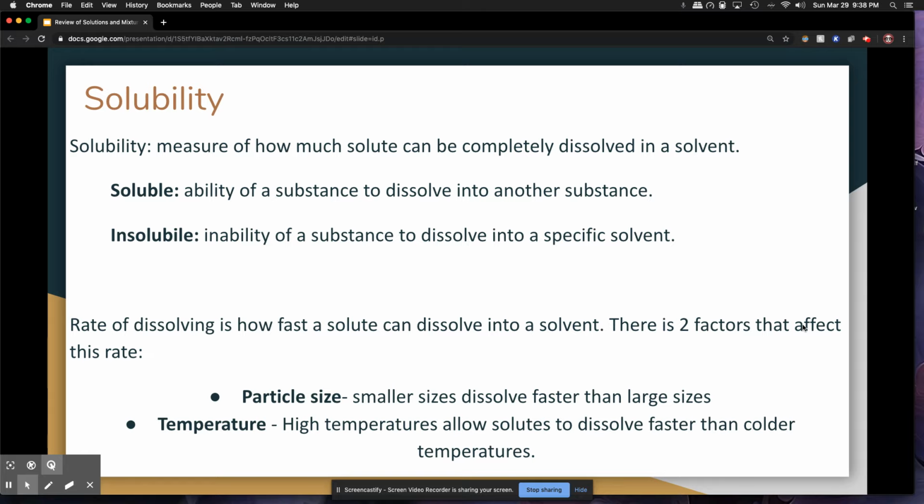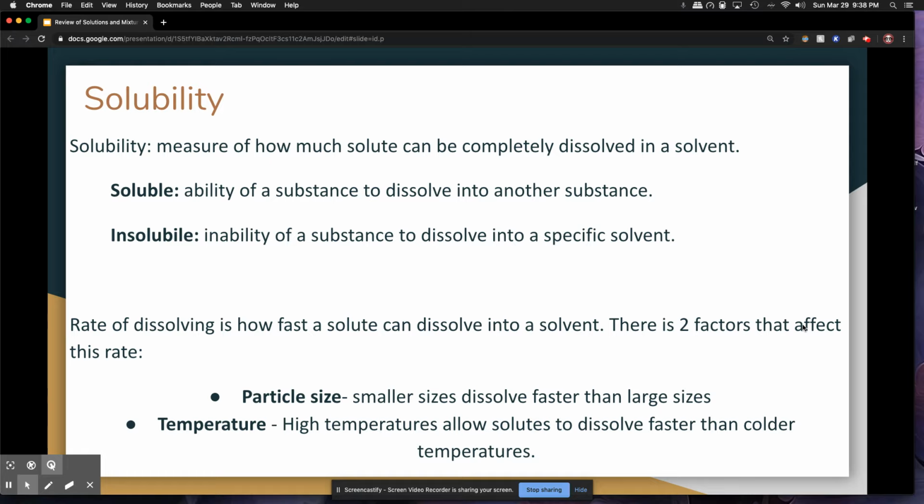Now we can describe the properties of it called solubility. Solubility is a measure of how much solute you can actually completely dissolve in a solvent. Now you have soluble, which means it can dissolve into another substance. Insoluble means it cannot dissolve into a specific solvent or substance. And there is an actual rate. Things could actually dissolve faster or slower depending on these two factors.